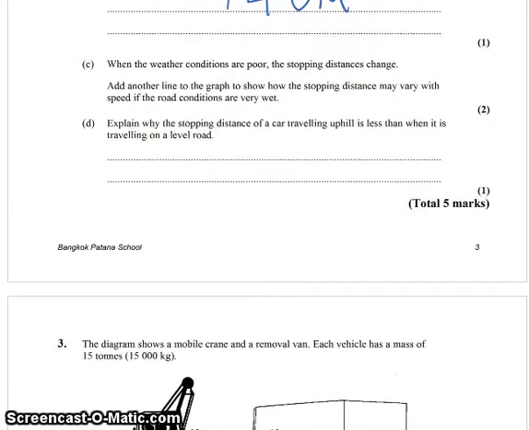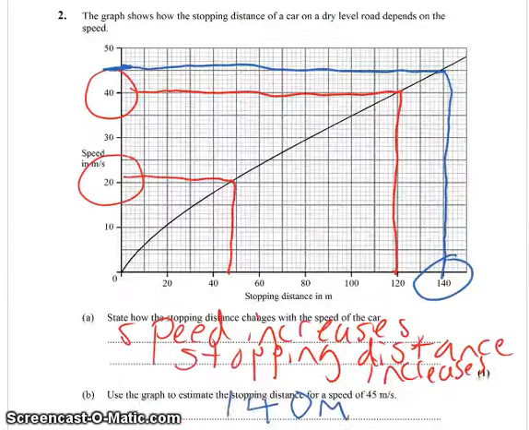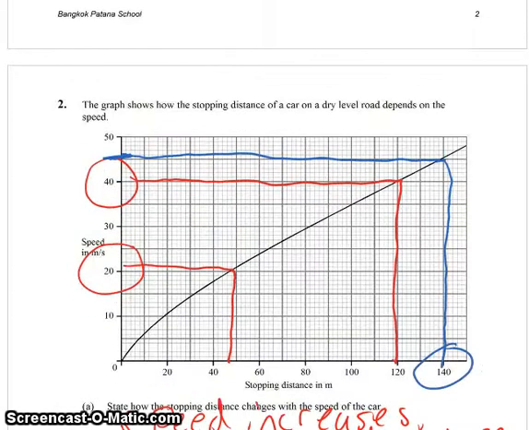Okay, if we go down to part C, when the weather conditions are poor, the stopping distance changes. Add another line to the graph to show how the stopping distance may vary with speed if the road conditions are very wet. So if we look back up, if the road conditions are very wet, then the stopping distance will be larger. Now that's going to look like a curve that's below the one that we've drawn. It should have a similar shape though.